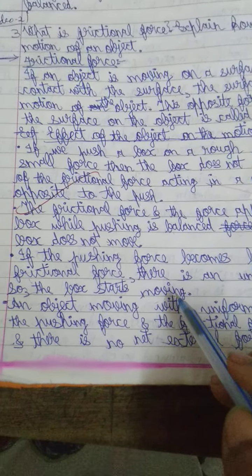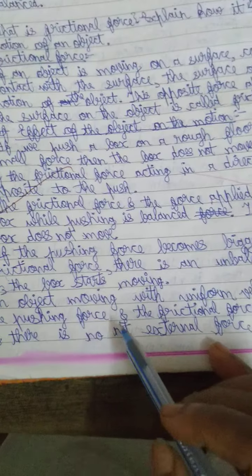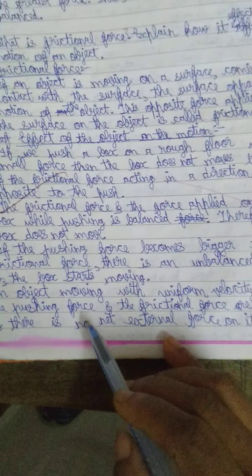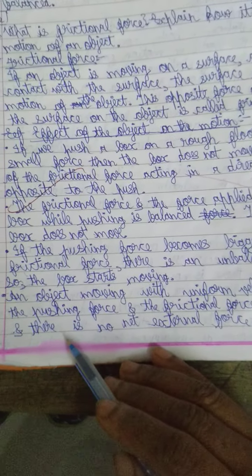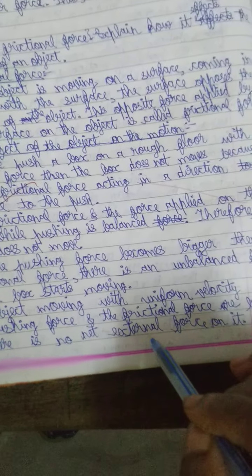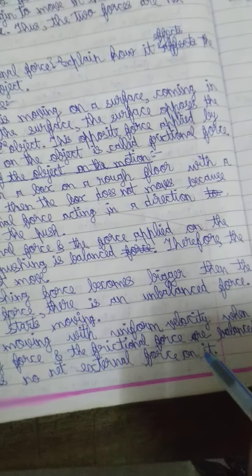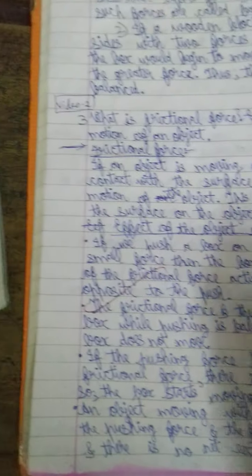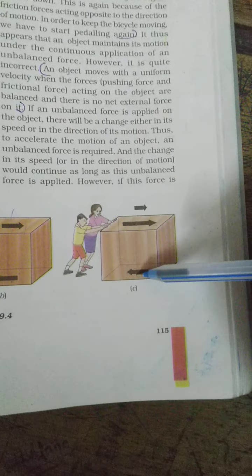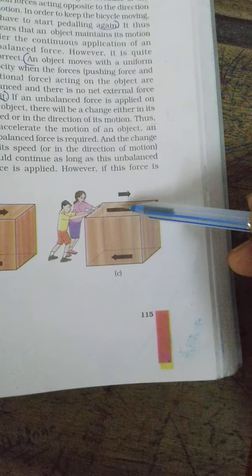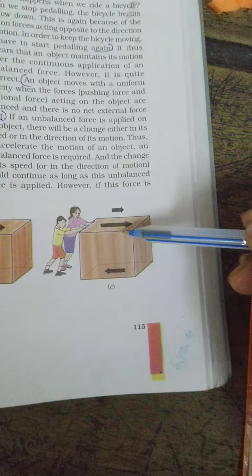And till what situation will it go on moving? An object moves with uniform velocity when the pushing force and the frictional force are balanced. Once it starts moving, suppose both the forces remain the same and there is no net external force applied on it, then the body will continue moving with uniform velocity. That means once the body starts moving, the pushing force and the frictional force should not change. Say suppose it is 8 Newton and this is 5 Newton, it should remain the same. Then the body will continue moving with uniform motion.